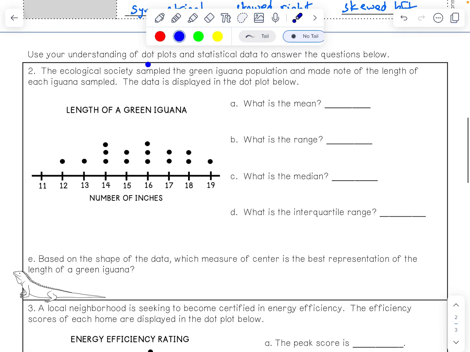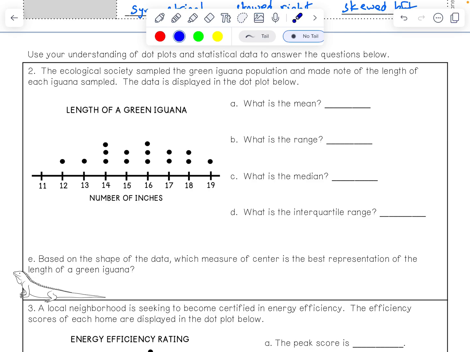So we want to use our understanding of dot plots and statistical data to answer the questions below. The Ecological Society sampled the green iguana population and made note of the length of each iguana sampled. The data is displayed in the dot plot below. So we've got length of the green iguana. Looks like one is 12 inches, another one's 13. We got 3 of them which are 14 inches, 2 which are 15, 3 which were 16 inches, 2 which were 17, 2 18, and 1 19.